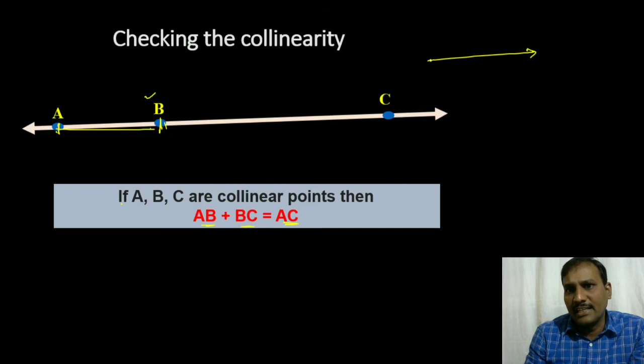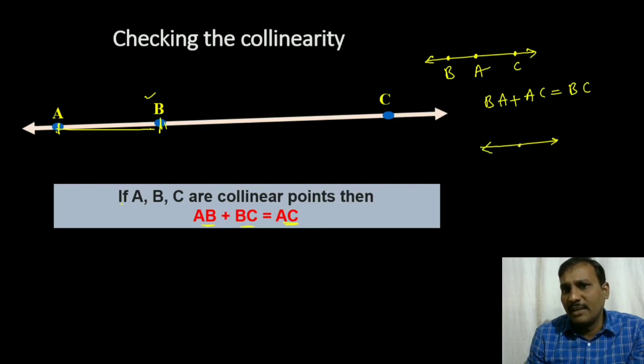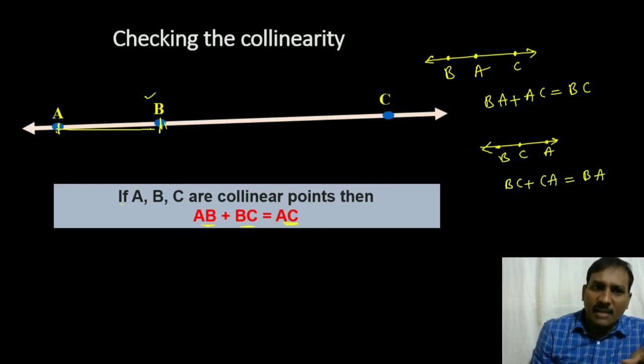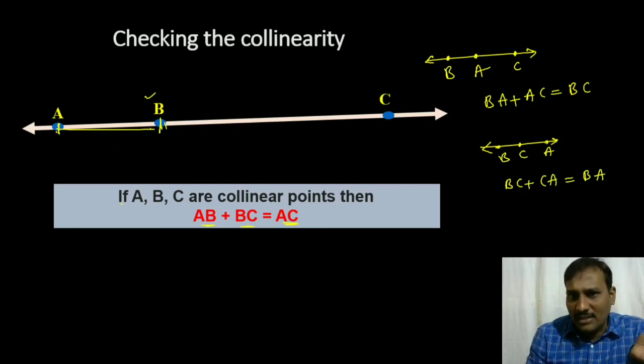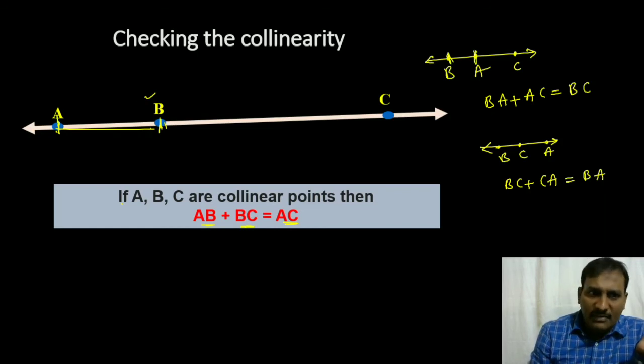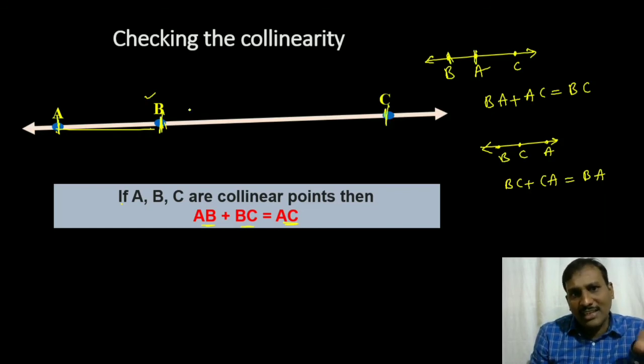Suppose you have something like this. Here you have B, here you have A, here you have C. Then you will write BA plus AC is equal to BC. Suppose C is in the middle, here B, here A. Then you will write BC plus CA is equal to BA. So in other words, if the sum of two line segments is equal to the third line segment, then we say that these 3 points are collinear points. AB plus BC is equal to AC.